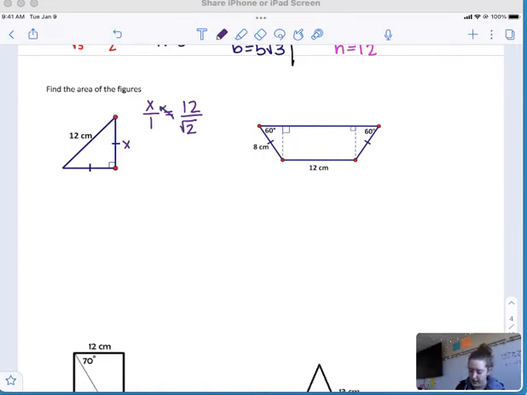Square root of 2 times x equals 1 times 12, which is 12. When we take 12 divided by the square root of 2 in our calculator, we're going to end up with 6 square root 2. So what that means is that right here, this is 6 square root 2, and so is this leg.